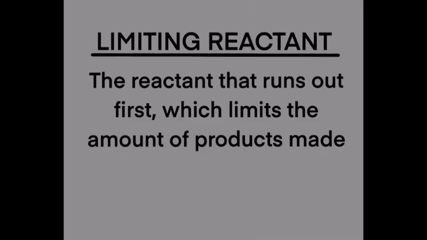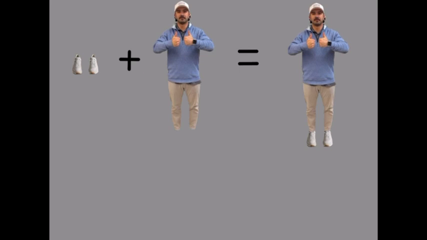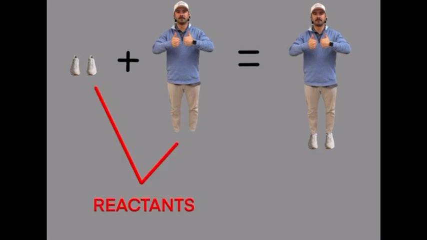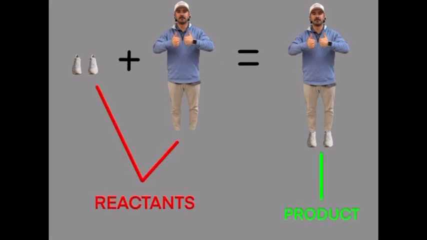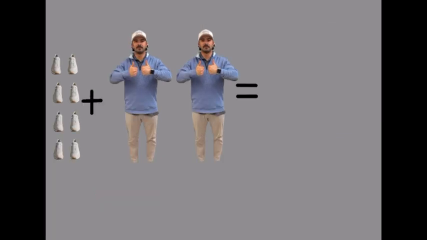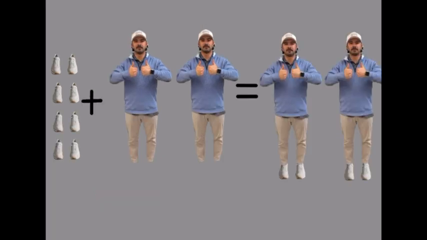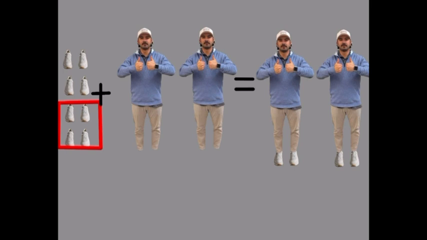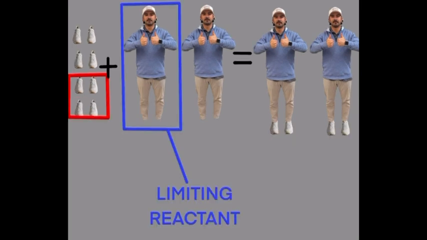The limiting reactant is the reactant that runs out first, which limits the amount of products made. An example is for every pair of shoes, there needs to be one Mr. Mitchell. The reactants are the shoes and Mr. Mitchell, which creates the product of Mr. Mitchell with shoes. If there are 4 pairs of shoes and 2 Mr. Mitchells, then they create 2 products of Mr. Mitchell with shoes. 2 pairs of shoes were not used, so that means they're the excess reactant. This means that Mr. Mitchell's the limiting reactant.